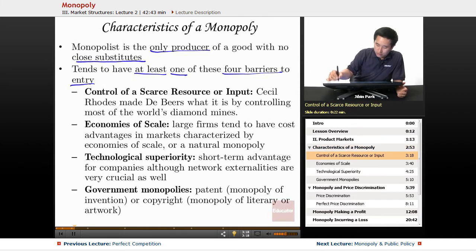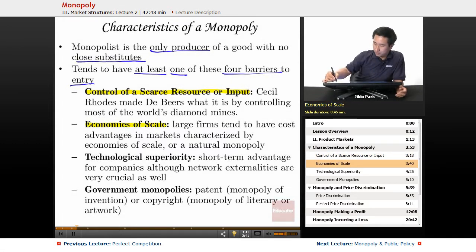The first barrier to entry is the control of a scarce resource or input. Cecil Rhodes made De Beers what it is by controlling most of the world's diamond mines. If you're the only one producing that product, you're well poised to dominate that particular market.